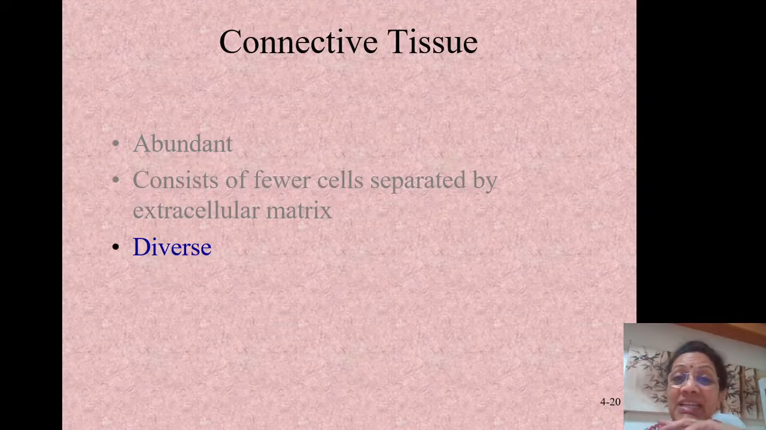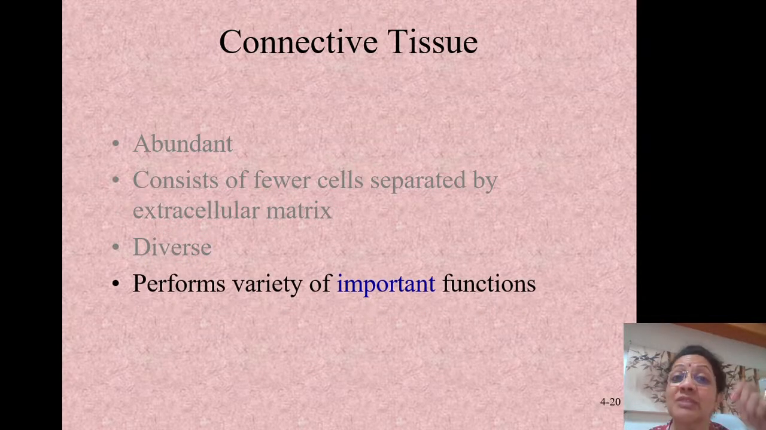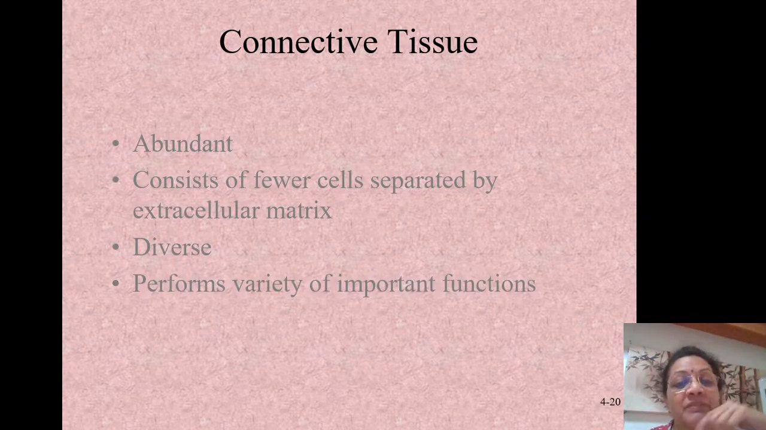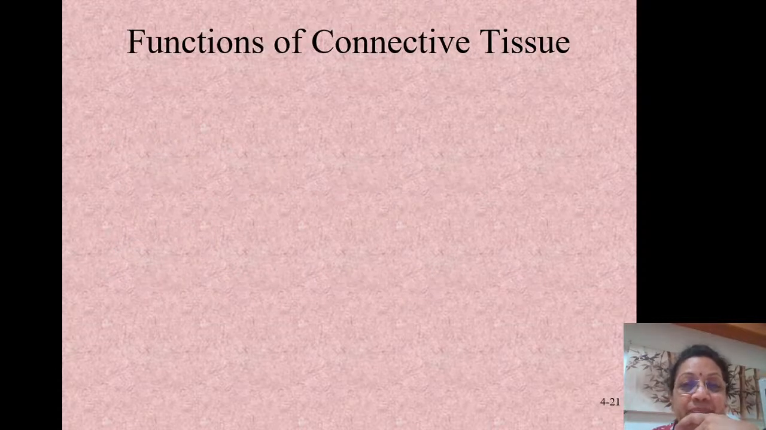It's diverse. The kinds of materials, the kinds of texture, the kinds of design of laying it down are very diverse. Epithelium has only a singular, maximum one or two possibilities of design. But in connective tissue, many possibilities exist, which is very necessary when it comes to its function. It performs a variety of important functions.